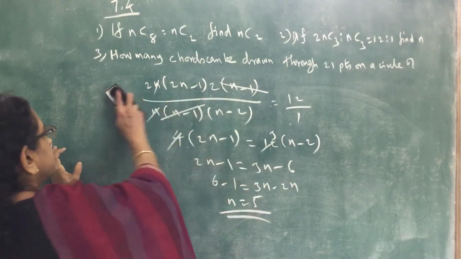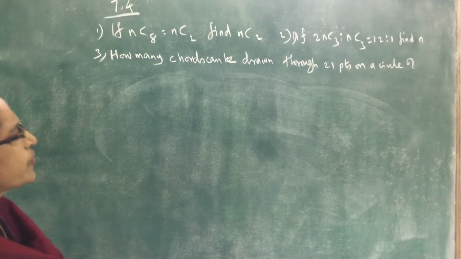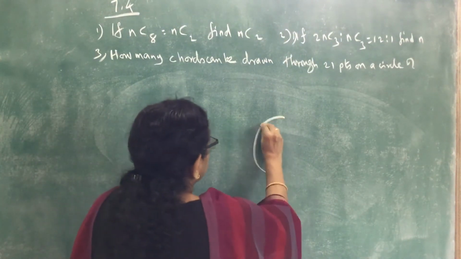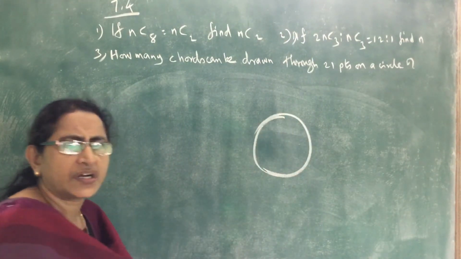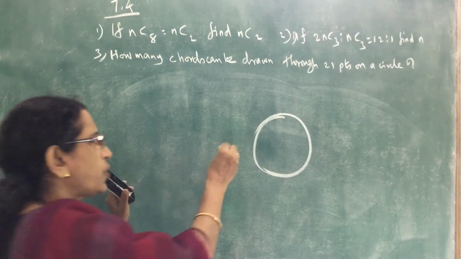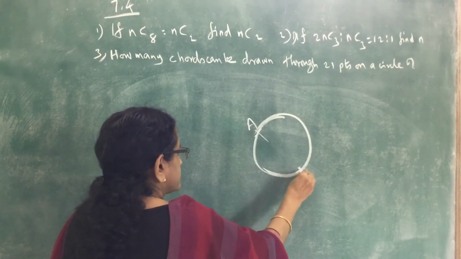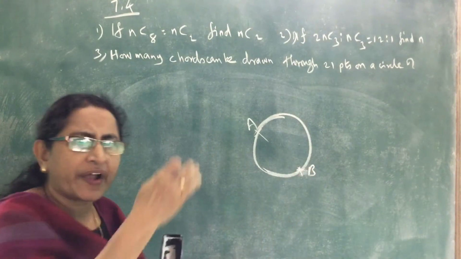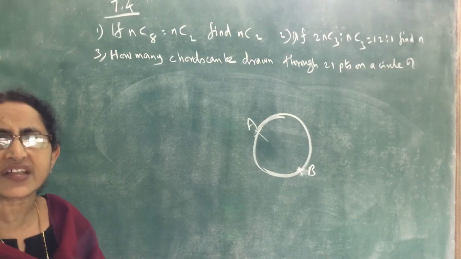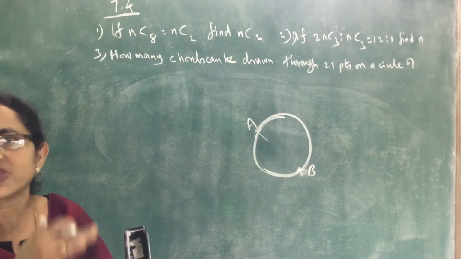Now see the third question. How many chords can be drawn through 21 points on a circle? So when you consider a circle, what do you mean by chord? A chord is the line segment joining any 2 points on the circle. Suppose this is A, this is B. So if you join 2 points of the circle, we get the chord. So you consider only 21 points on the circle.